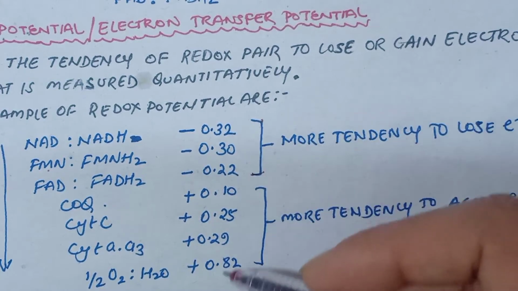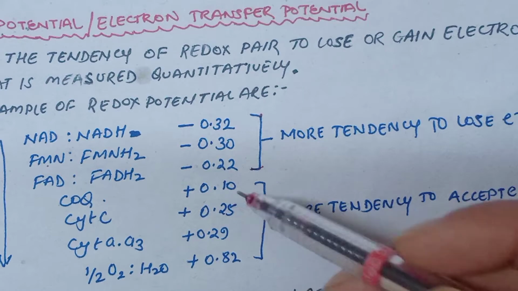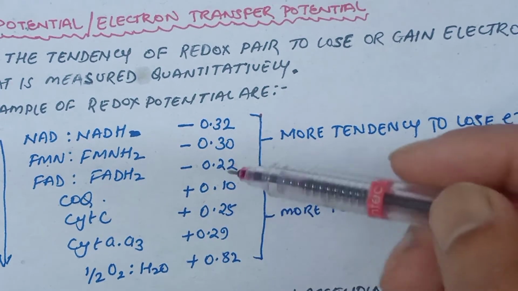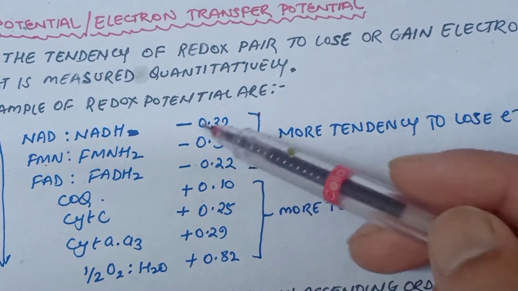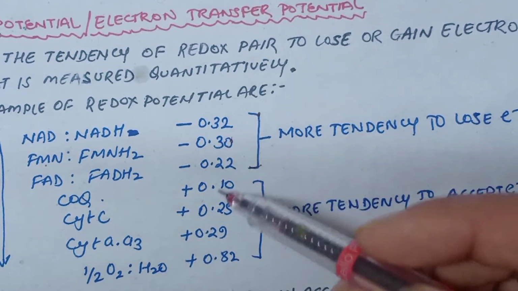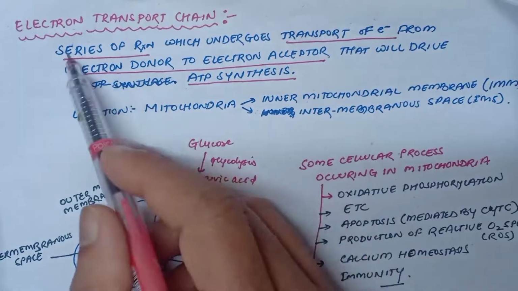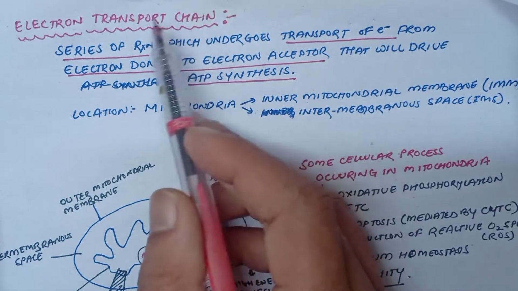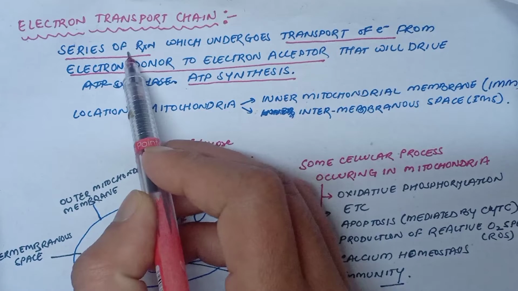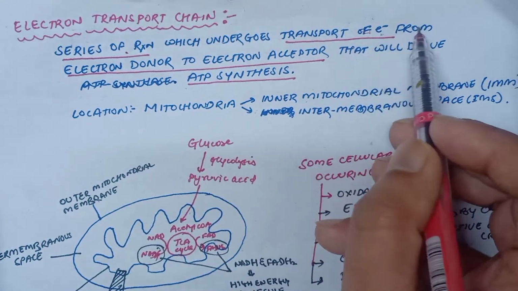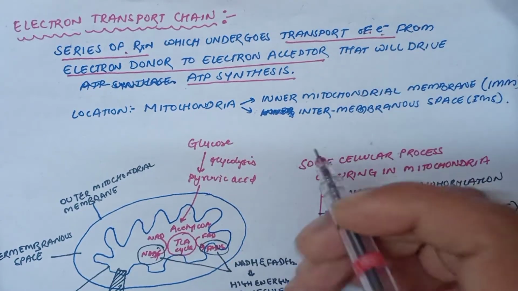Here in the electron transport chain, they are arranged in ascending order of redox potential. So electrons transfer from negative redox potential, which has greater tendency to lose electrons, to positive redox potential, which has greater tendency to accept electrons. Now coming to the electron transport chain. It is a series of reactions which undergoes transport of electrons from an electron donor to an electron acceptor, that will drive ATP synthesis.